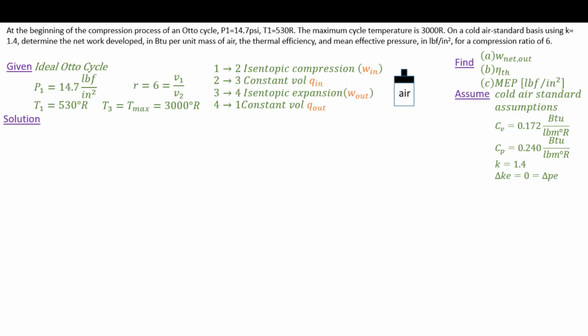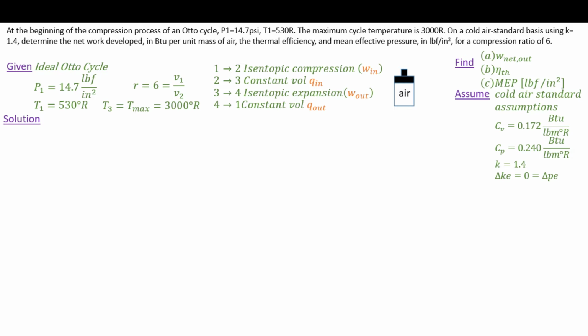Right, so we have a cold air standard Otto cycle, and it's in English units, so we just have to be really careful about those units. We're given the maximum temperature, which occurs after that constant volume heat addition process, so the maximum temperature is at state 3. And then we want to find the little work net out in BTU per pound mass, the thermal efficiency, and the mean effective pressure in PSI.